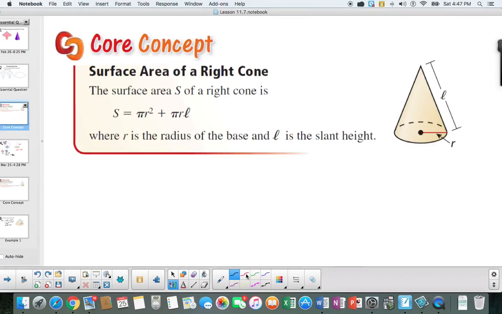Now the pi r squared comes from the base. Here's the base right here. And so this part right here is really what we call the lateral area. It has this kind of shape, which is part of a big circle. Let's go ahead and take a look at how we find that area.